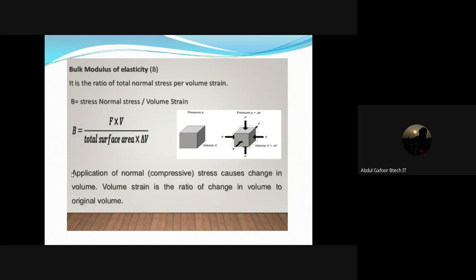What is the meaning of bulk modulus of elasticity? The stress is given all over the body, so automatically the total body dimension will change. You are not giving the load or pressure in only one direction. See the diagram. If you are giving the pressure in all directions, the total body volume will change. Bulk modulus can be defined as bulk stress divided by bulk strain, or volume stress by volume strain.